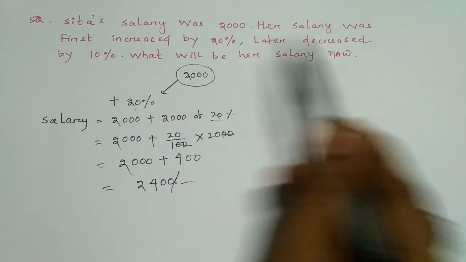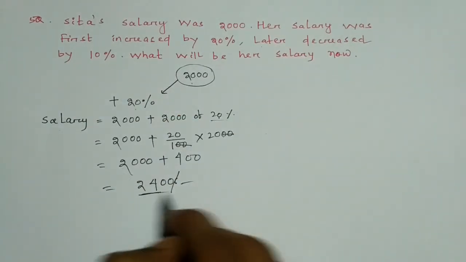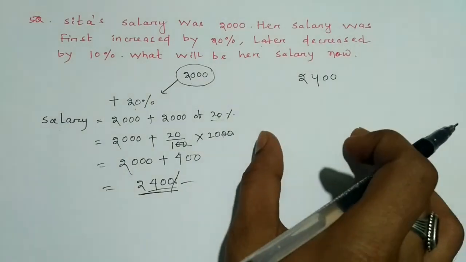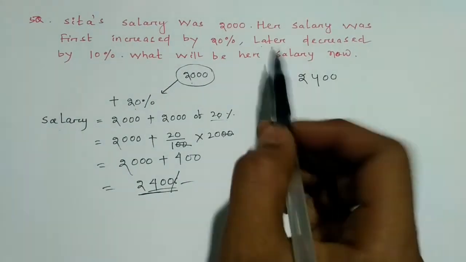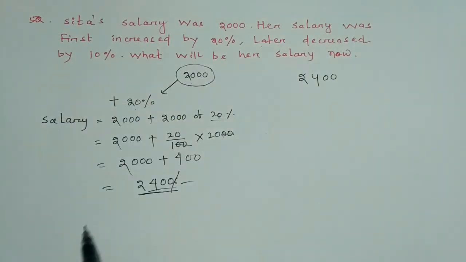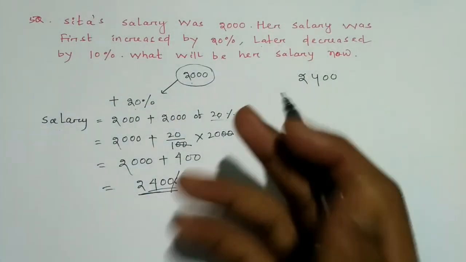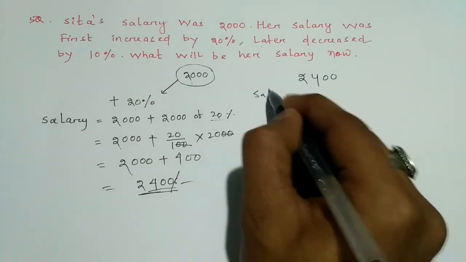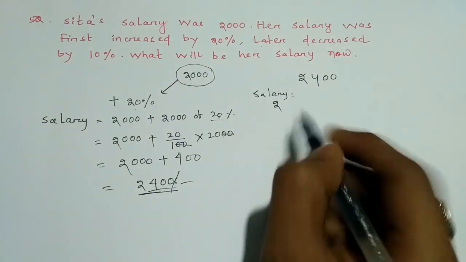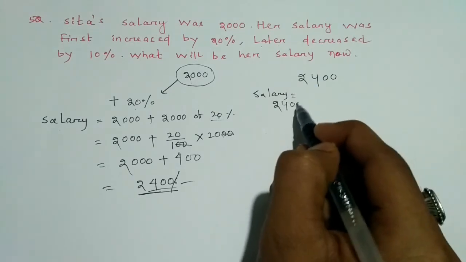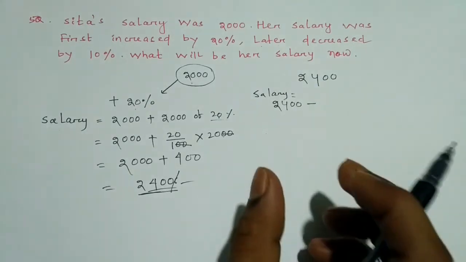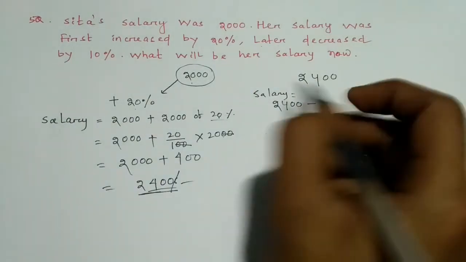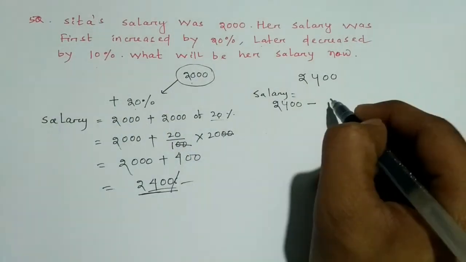Later decreased by 10%. Now the salary is 2400. Okay friends, is that clear? Now the salary is 2400 and it is decreased by 10%. Decrease means what? We have to do subtraction. So now the salary will be 2400 minus, it is decreased, so minus, 10%.